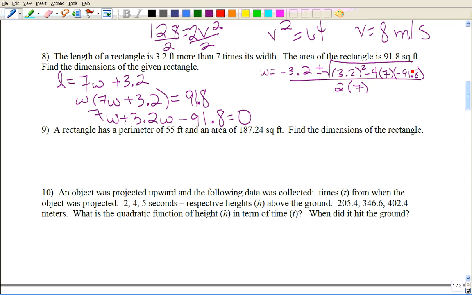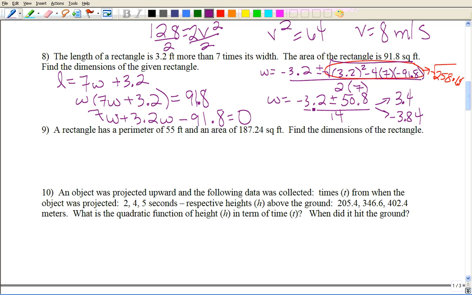So this right here, the discriminant, is the square root of 3.2 squared minus 4 times 7 times negative 91.8, which is 2580.64. Whenever I take the square root of that, I'll have w equals negative 3.2 plus or minus 50.8, all over 14. So then you'll get one of two things. If I have negative 3.2 plus 50.8 divided by 14, I'll get 3.4. If I do negative 3.2 minus 50.8 divided by 14, I'll get negative 3.84 something. But my width, since this is a rectangle, cannot be negative, so my width is 3.4.